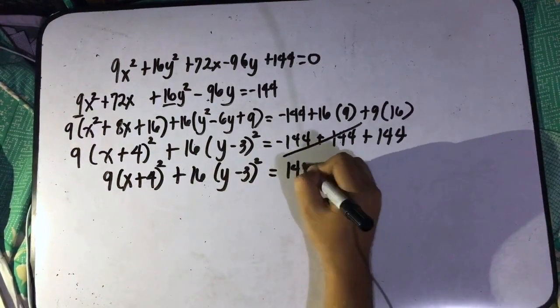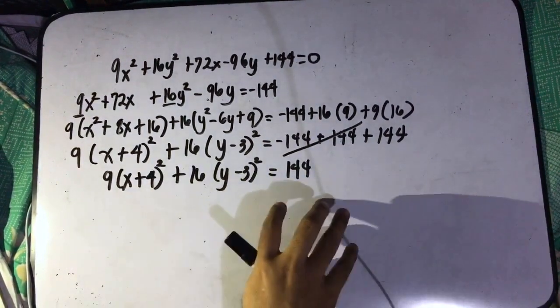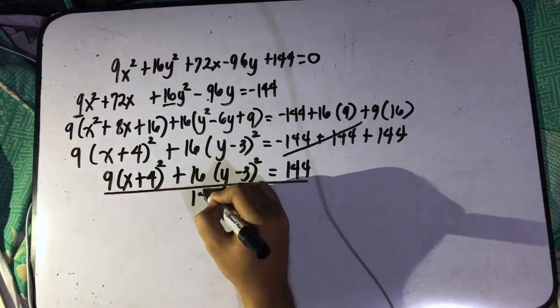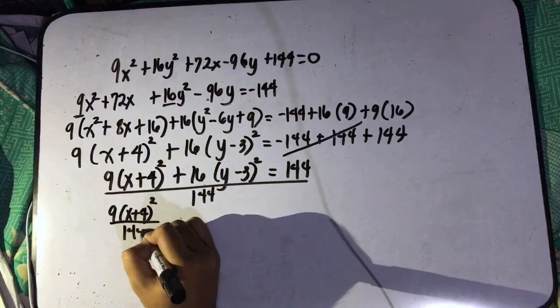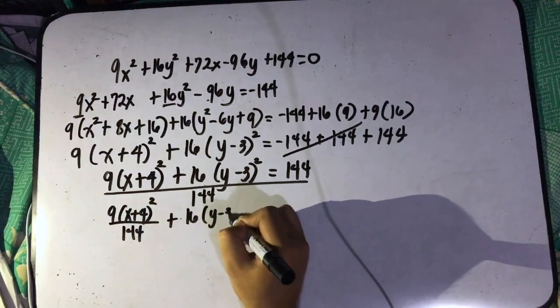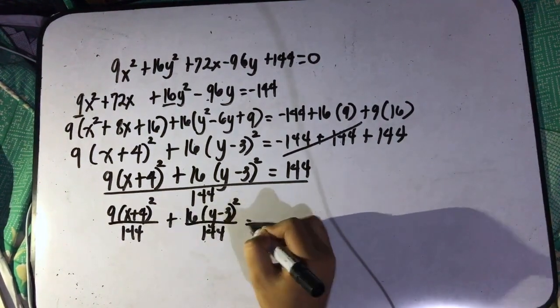is equal to 144. So, for this to become an equation of the ellipse, we need to divide both sides by 144. So, 9 times x plus 4 quantity squared over 144 plus 16 times y minus 3 quantity squared over 144 is now equal to 1.